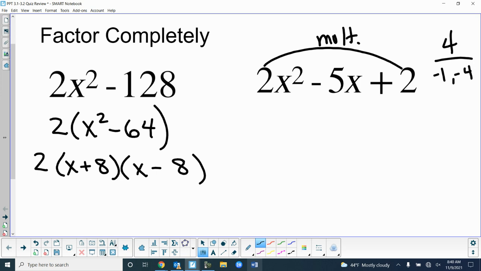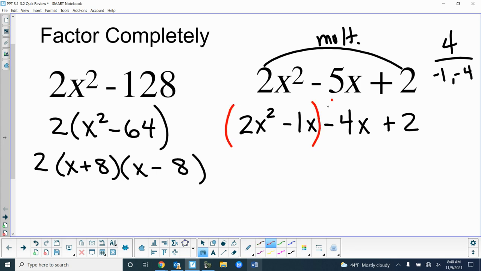So I rewrite it. When a is 2 or bigger, you rewrite it with 4 terms. You change the negative 5x to negative 1x minus 4x. The first and the third term don't change, okay? So you just split the 5 up into those 2 terms. And then we do what, since it's got 4 terms? Group them, right? Since this third term had a minus in front of it, put it inside the group. All right, take out GCFs.